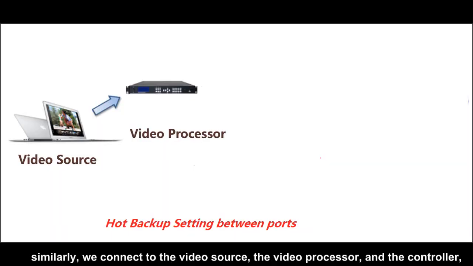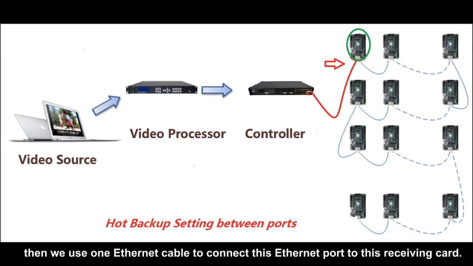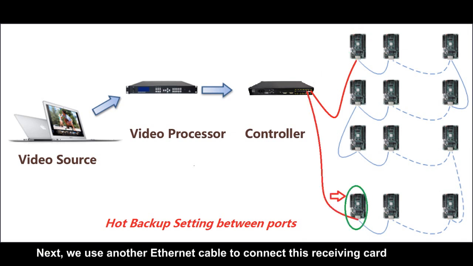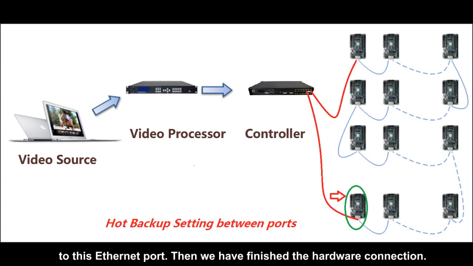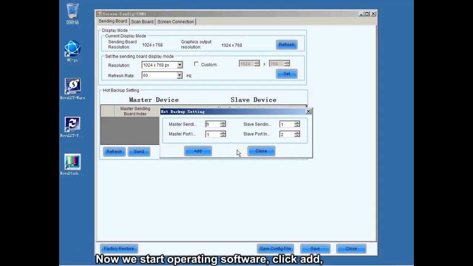As for the HAL backup setting between Ethernet ports, similarly, we connect the video source, the video processor, and the controller. Then we use one Ethernet cable to connect this Ethernet port to this receiving card. Next, we use another Ethernet cable to connect this receiving card to this Ethernet port. Then we have finished the hardware connection. Now we start operating software.